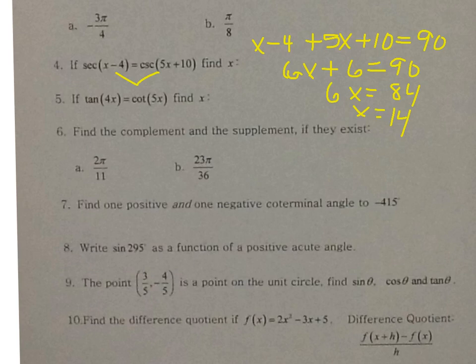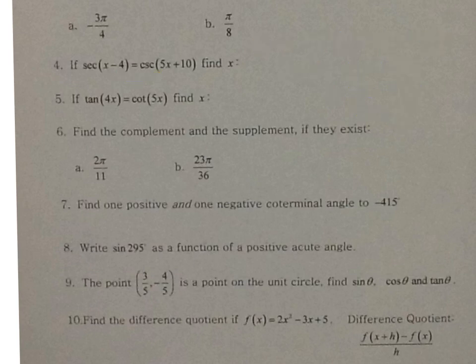All right, let's take a look at number 5. So again, same thing here. We have tangent 4x equals cotangent of 5x. They're cofunctions. They're equal to each other. When cofunctions are equal, the angles add to 90 degrees. So we have 4x plus 5x equals 90.